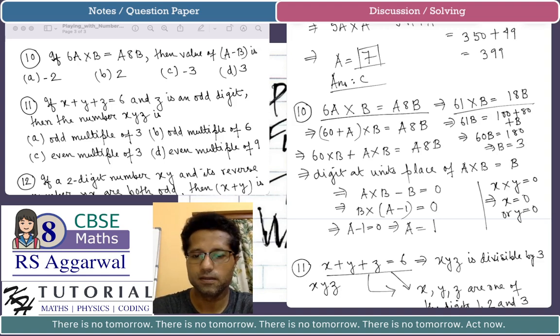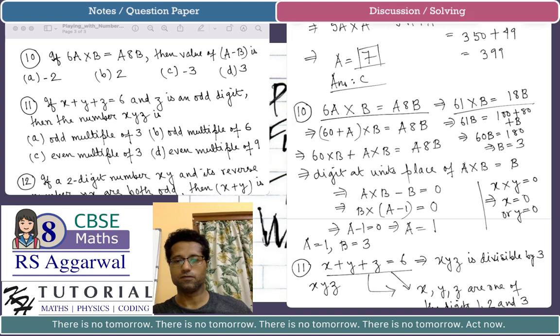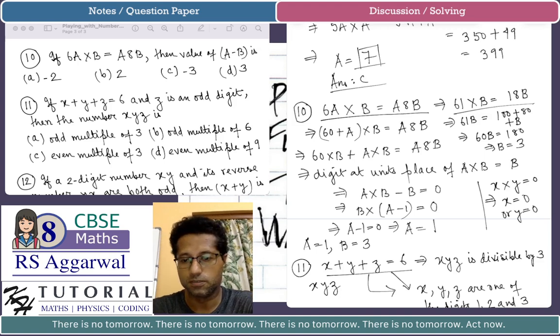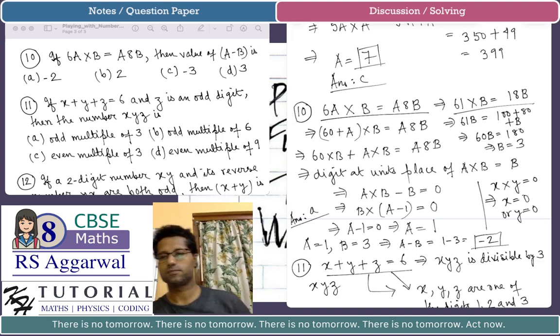So we are getting a equals 1 and b equals 3. I'm really sorry for the clumsy solution for this problem. So we have to find the value of a minus b. A minus b is equal to 1 minus 3, which is equal to minus 2. So the correct choice is A. A is the correct choice.